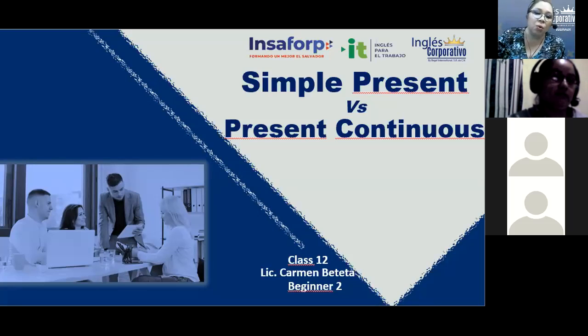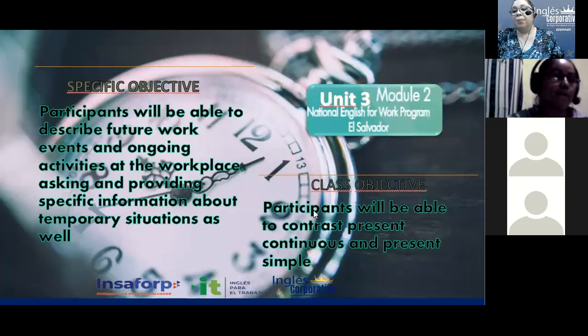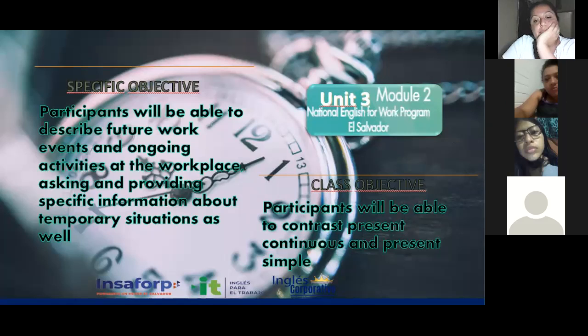Okay. After that, we want to know what is the main goal for tonight. Our main goal for tonight is, one second, it's going to show up. Here it is. Participants will be able to contrast present continuous and present simple. A ver. ¿Cuál es entonces el objetivo de la clase de hoy? Can someone read the class objective? Participants will be able to contrast present continuous and present simple.